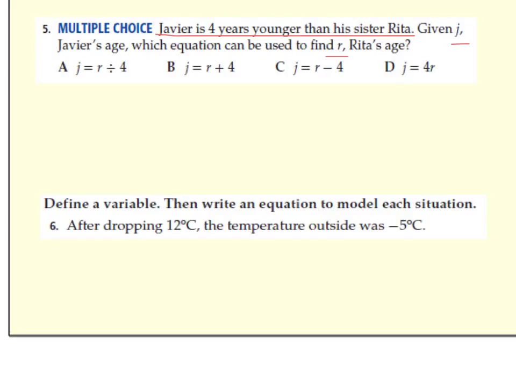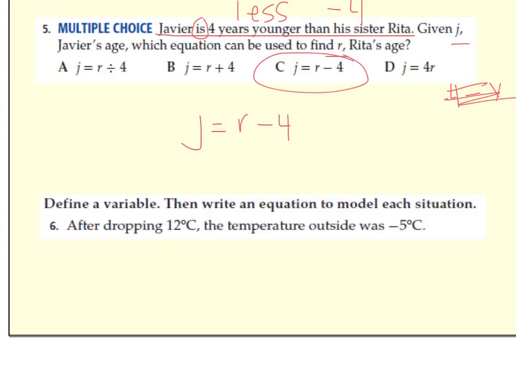So Javier is 4 years younger than. Younger than really means less than. Well, 4 years less is represented by minus 4. Remember, subtraction isn't reversible. We can't say this is 4 less, because that's something less than 4. So Javier is 4 years less, remember we can't write left to right with subtraction, less than Rita. So our answer would be C.